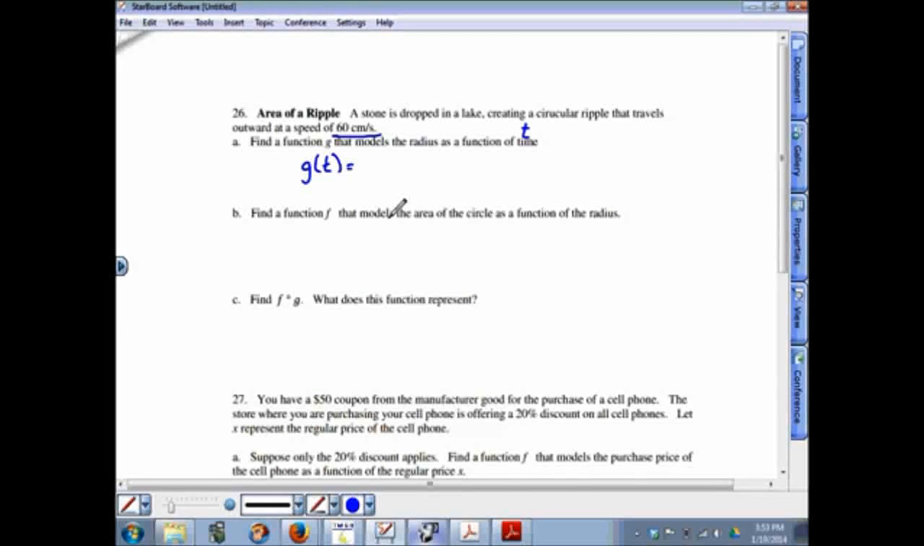Now when time equals 0, essentially the stone hasn't been dropped in the lake yet. When time is 1 second, how far do we expect the circle to have expanded? If it's expanding 60 centimeters per second, then after 1 second, it's expanded 60 centimeters. After 2 seconds, it's expanded another 60 centimeters, so 120 centimeters. After 3 seconds, it would be 180 centimeters. So the function here that we could use is 60t.